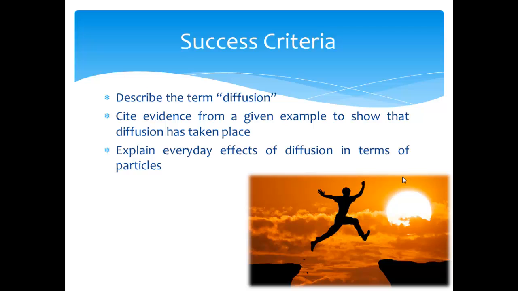So by now you should be able to describe diffusion, and you should be able to cite evidence from the given example to show that diffusion has taken place, as from the glass jar experiment of the bromine gas and air molecules. Last but not least, by now, you should be able to explain why it is that we are able to smell Starbucks coffee from a distance, and why we can smell the aroma of freshly baked bread from a distance.